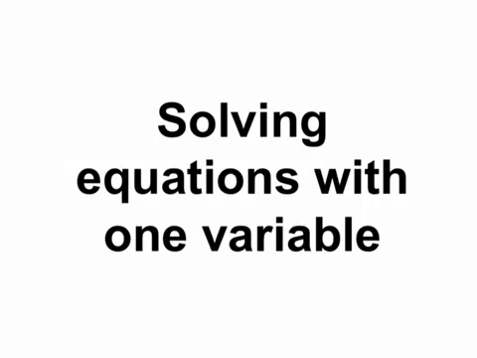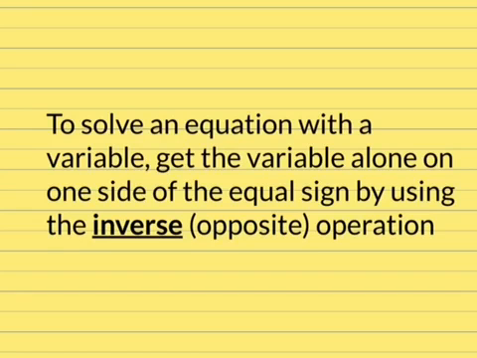All right, we are going to start today by reviewing a little bit of what you talked about yesterday with Miss Brown. And we're going to work more on solving equations that have a variable in them. So, to review a little bit from yesterday, in order to solve an equation that has a variable in it, you want to make sure you get the variable alone on one side of the equal sign, and you're going to do that by using the inverse or the opposite operation.